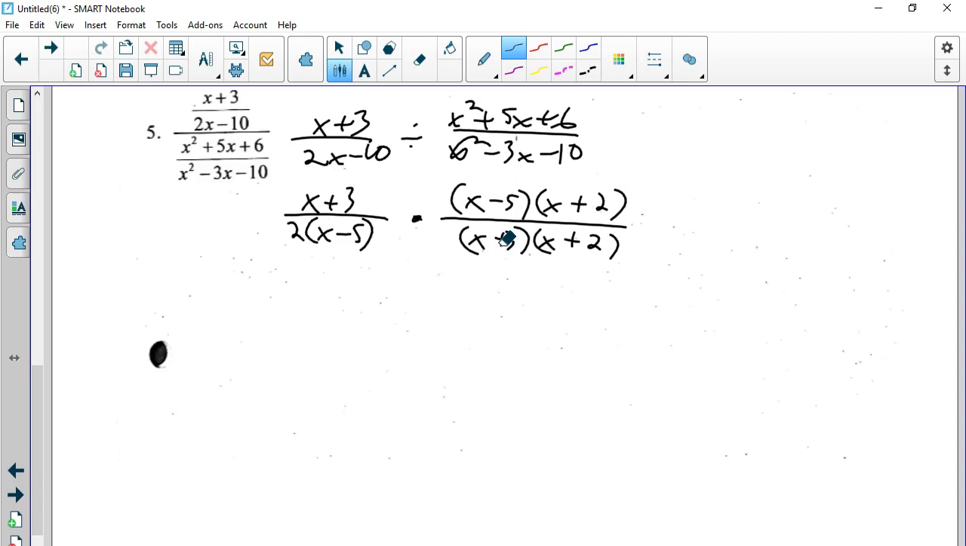And now the fun begins. x minus 5 cancels. The x plus 3 cancels. The x plus 2 cancels. What am I left with? Well, on the top, I'm left with 1. On the bottom, I'm left with 2. And that's it. 1/2.